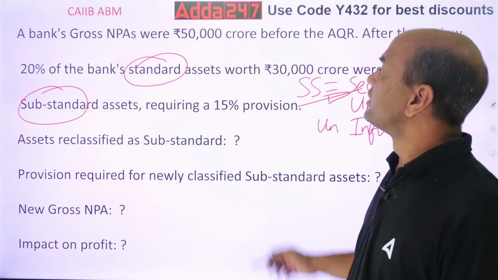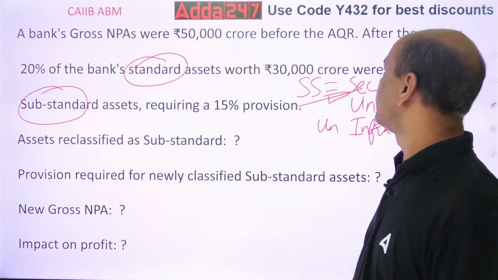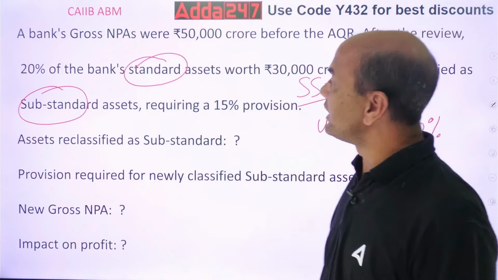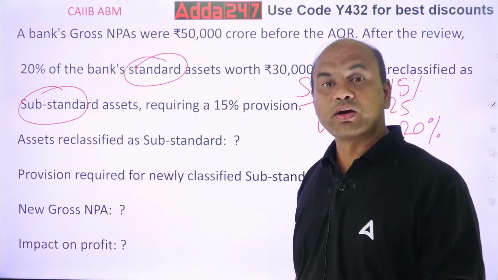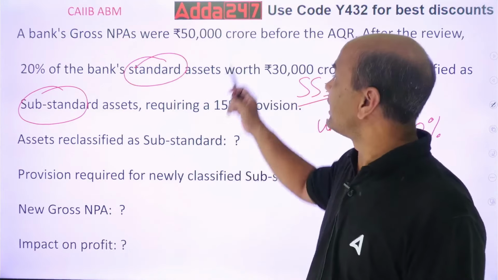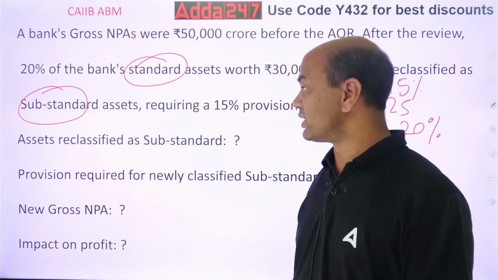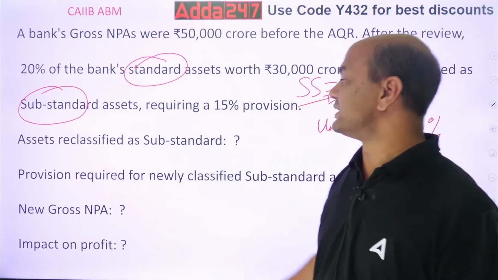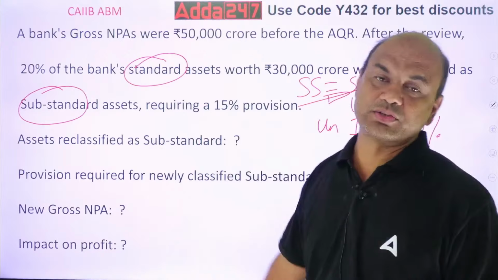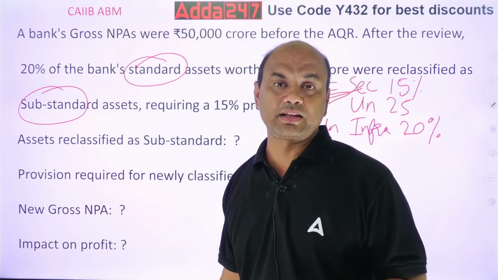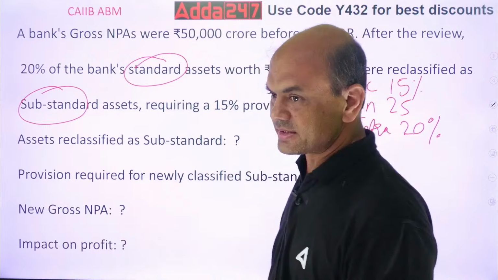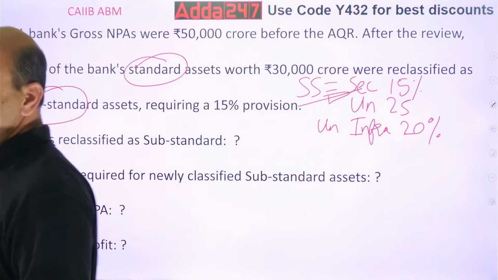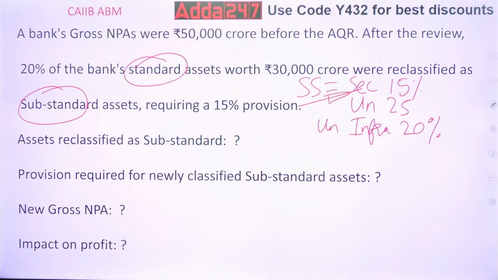Now what is given? 50,000 crore was a gross NPA. After the review, 20% of the standard assets were added to the substandard. So now again NPA has increased. What is the question? Assets reclassified as substandard assets. How many assets are there now which are reclassified as substandard assets? Think over it, very easy question. What is the answer you are getting?